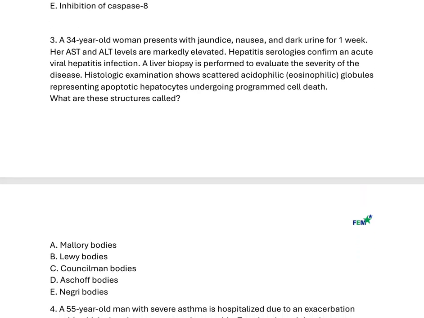A 34-year-old woman presents with jaundice, nausea, dark urine for 1 week. Her AST, ALT levels are very high. Hepatitis serology confirms an acute viral hepatitis infection. A liver biopsy is performed to evaluate the severity of the disease. Histologic examination shows scattered acidophilic or eosinophilic, or pink, right, globules representing apoptotic hepatocytes undergoing programmed cell death.